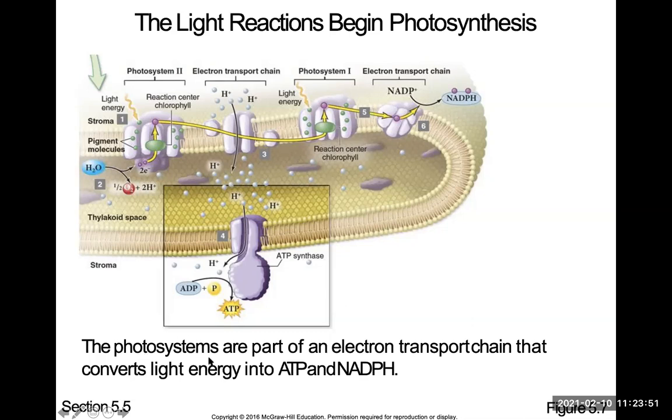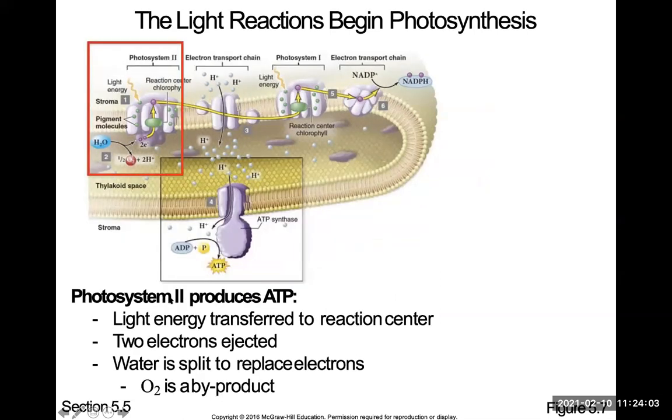So the photosystems are part of the electron transport chain. This is the light part that we talked about. Light energy into ATP and NADPH. Photosystem 2 produces ATP: light energy is transferred to the reaction center. This is just writing down what I just said. Electrons are ejected, water is split to replace the electrons, and oxygen is the byproduct.